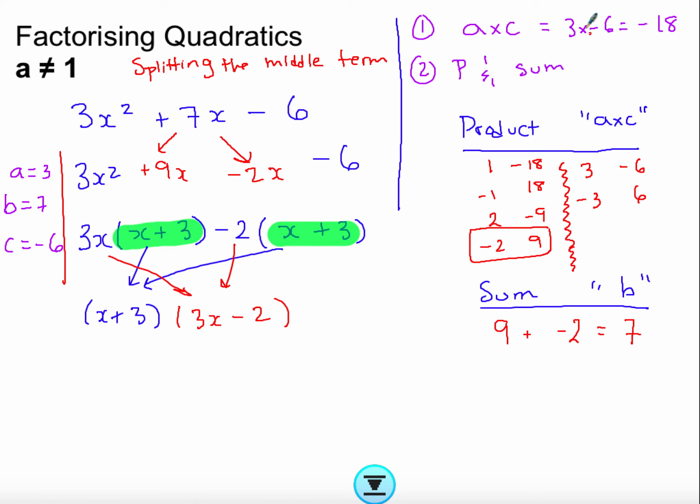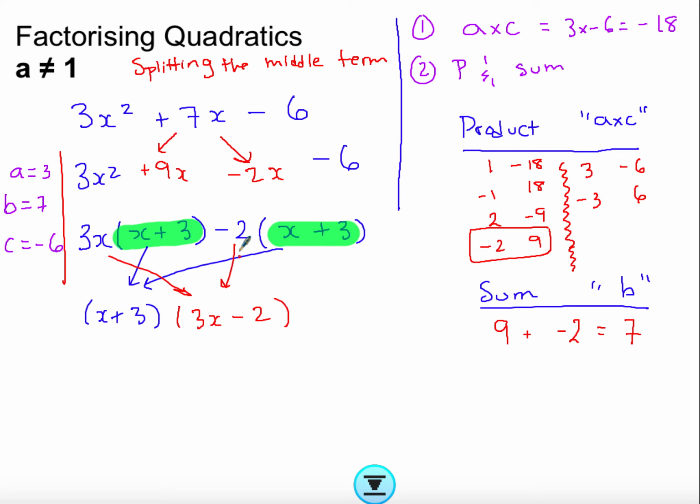So just to quickly recap, it's a times c this time. When the a is not equal to 1, you have negative 18. You're going to do product and sum, but this time it's based on the a times c that you found. Once you've found the two values, you're going to split the middle term, and then you're going to factorize them in pairs. Once you factorize in pairs, you should get the same bracket. This bracket is going to go on its own, and then whatever is left is going to be also in the other bracket.